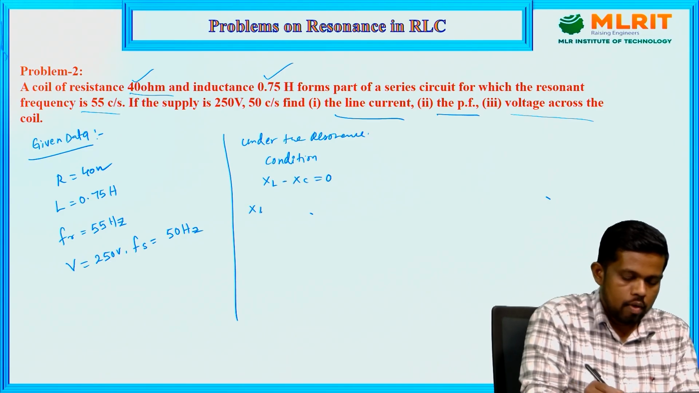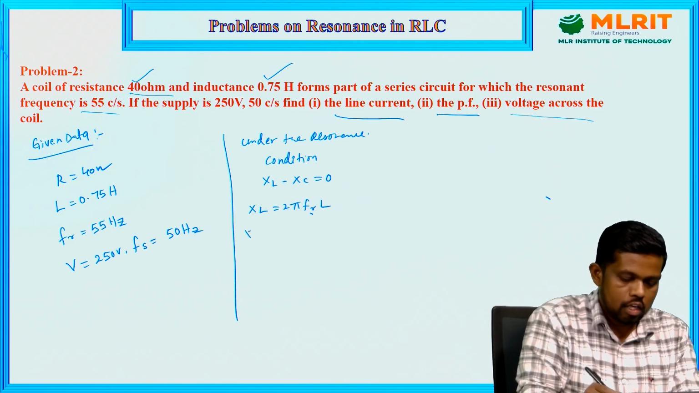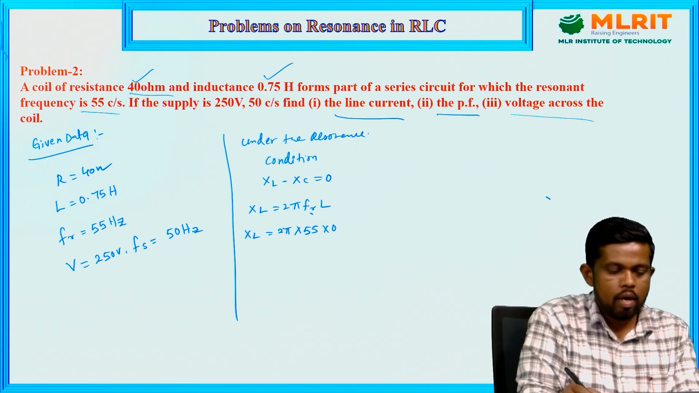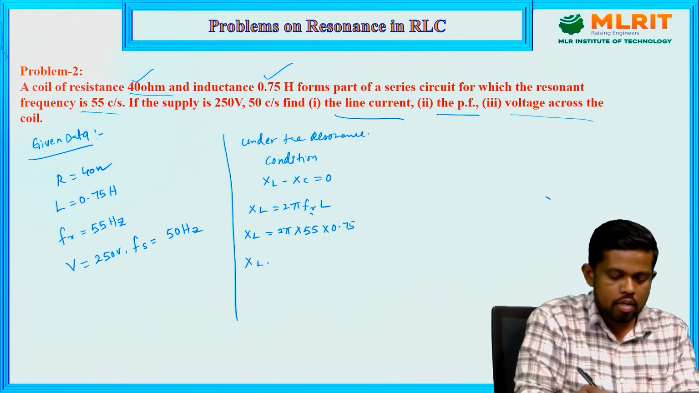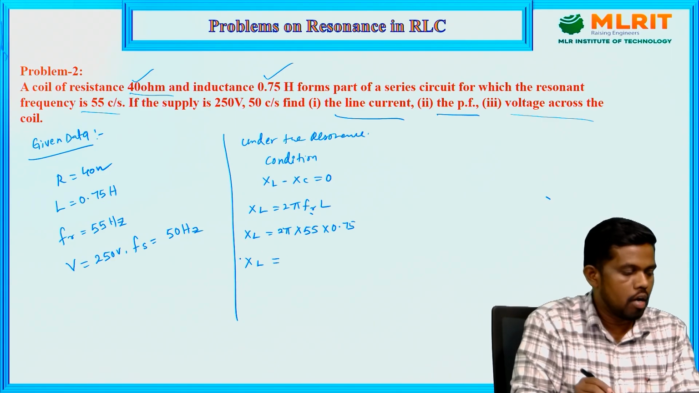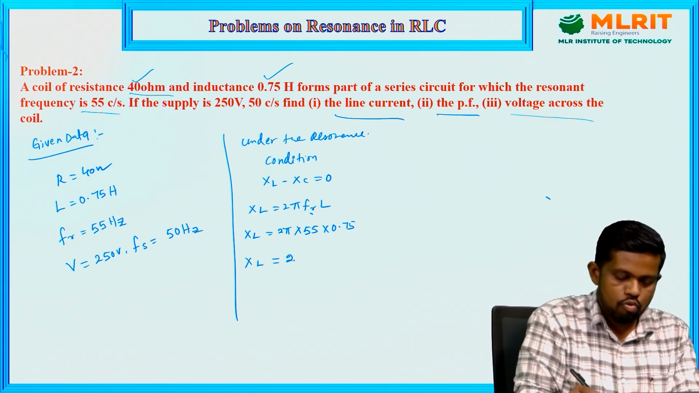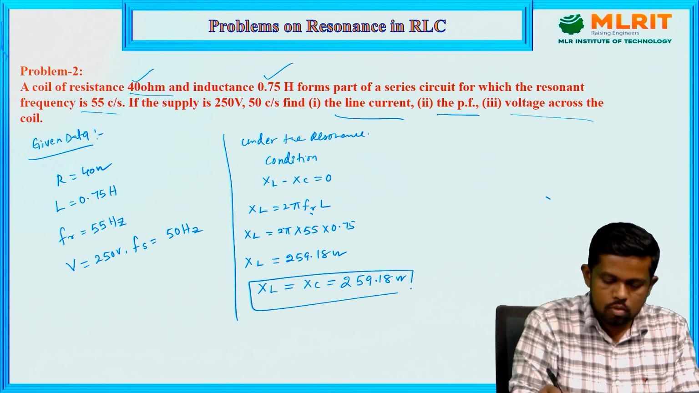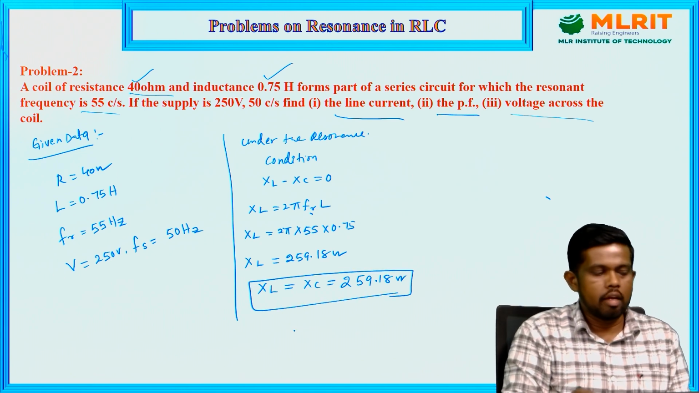We know the XL value, that is 2 pi FL, 2 pi FR into L, which means XL equal to 2 pi, keep as it is. The FR value we have already got from the question, that is 55, we need to substitute. Then the L value as 0.75 Henry. After the simplification of these terms, the reactance suffered by the network under resonance condition should be equal to 259.18 ohms we got. So XL and XC are both equal. XL and XC are equal together under the resonance condition. So this is the resonance condition of the XL and XC values.